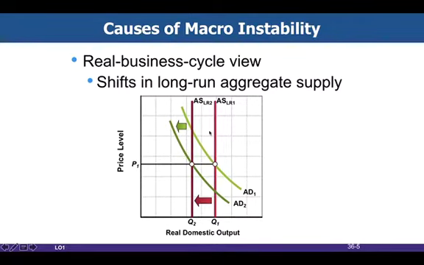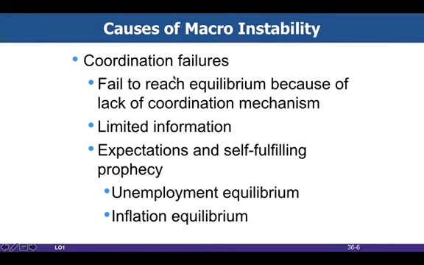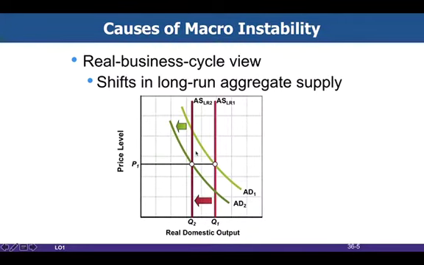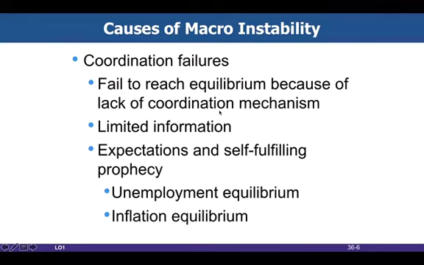So the underlying idea here is, once again, does that really happen? Does a leftward shift in aggregate supply happen? Mainstream economists would say no, but real business cycle people would say yes. And they've got some data that they can point to.